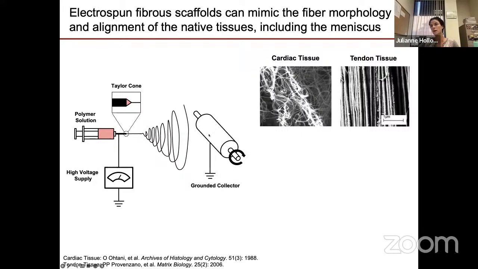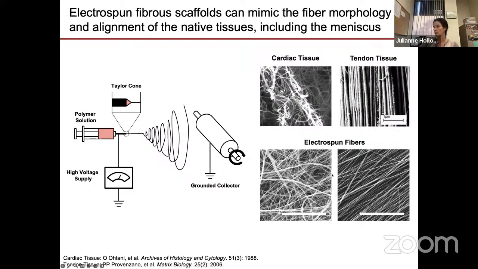Grounded collectors are quite common to both help control fiber alignment, as well as to increase the surface area over which you're collecting. So you can see here that depending on your rotation speed, if you're rotating very slowly, you get randomly aligned fibers. And if you rotate very fast, due to centripetal force, you get highly aligned fibers. And you see here that the fiber morphology mimics the fibrous nature of a lot of different tissues, cardiac and tendon tissue shown here as examples.